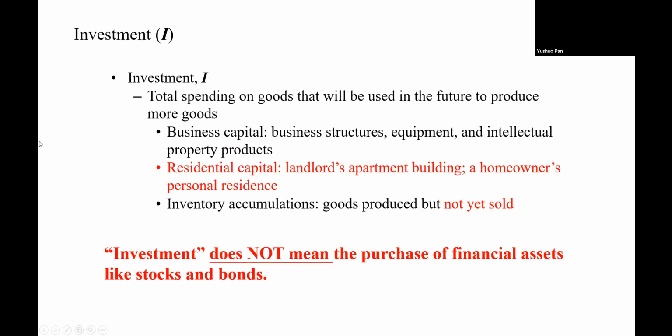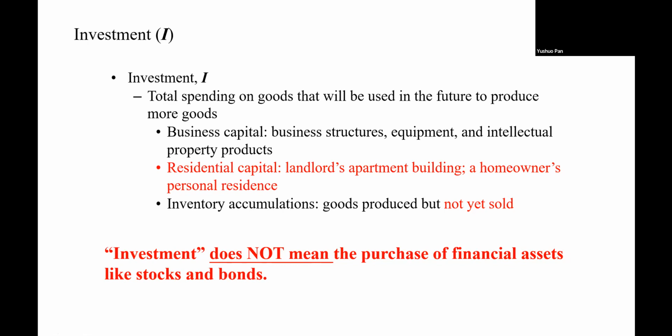Investment here is total spending on goods that will be used in the future to produce more goods. So for investment, it usually includes 3 parts. The first is business capital, including business structures, equipment, and intellectual property products.